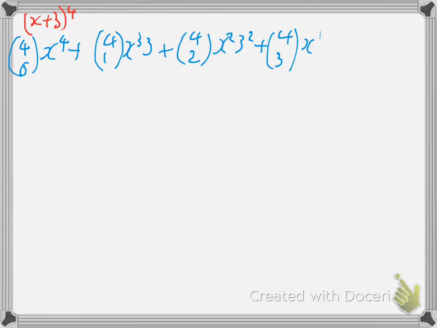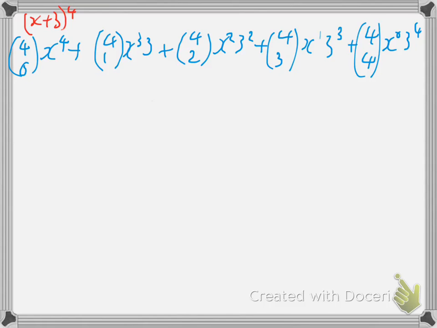So x to the power of 1 now, 3 to the power of 3. So the powers of x go down, and the powers of 3 go up. And the last part, 4 choose 4, x to the power of 0, which is going to be 1, 3 to the power of 4. Okay, so now on your calculator you can perform the nCr function. You can also use Pascal's triangle.